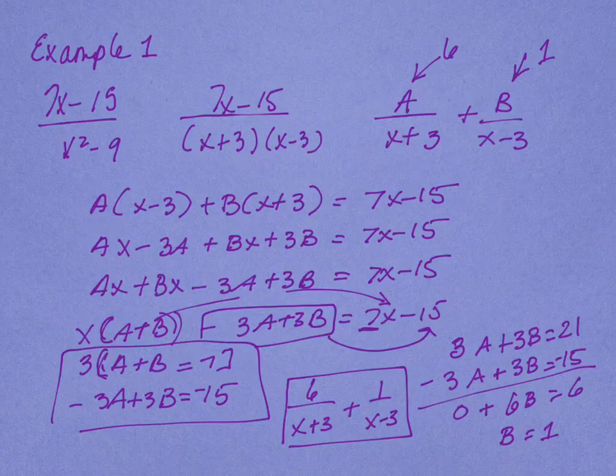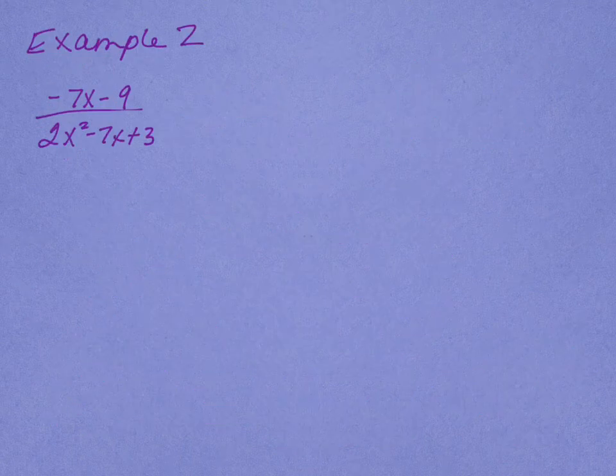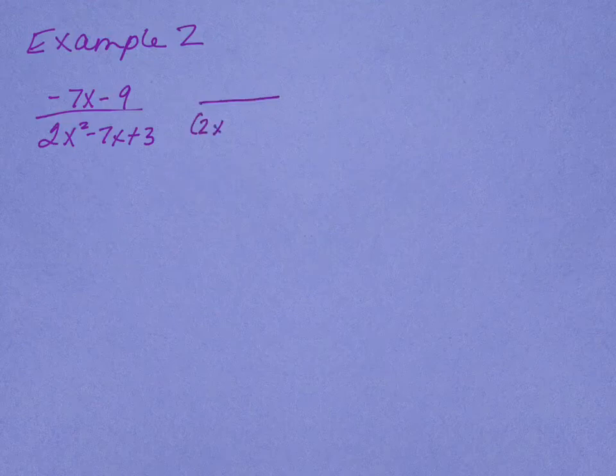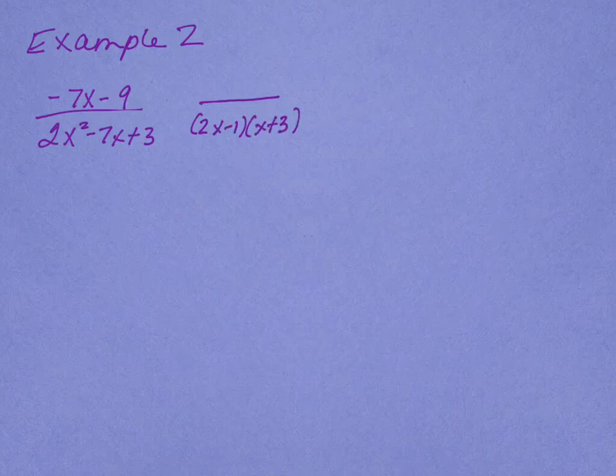Okay, that was example 1. Example 2, we're going to factor the bottom. So let's say 2x minus 1 and x plus 3. That would be 2x squared plus 6. No, that has to be a minus 3. So, sorry, minus 3, so this would be x minus 3. So that would be 2x squared minus 6 minus 1 plus 3. So there we go, and negative 7x minus 9 stays on the top.